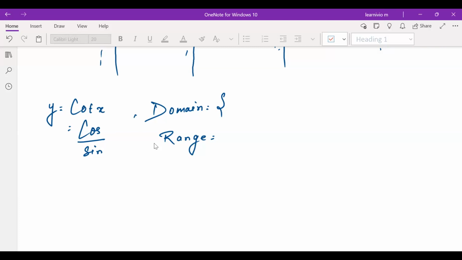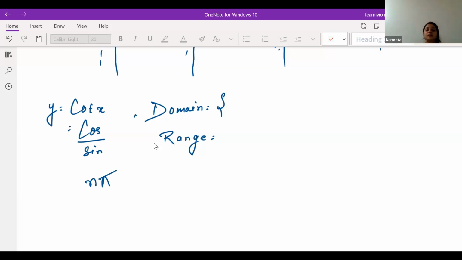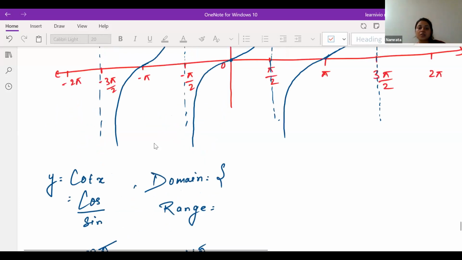Yeah, sine is 0 at integral multiples of pi. When we are having pi, 2 pi, 3 pi, 4 pi, or even when we are having minus pi, minus 2 pi, minus 3 pi, minus 4 pi, at any integral multiple of pi, the sine function will be 0, right? You can check it in the unit circle.